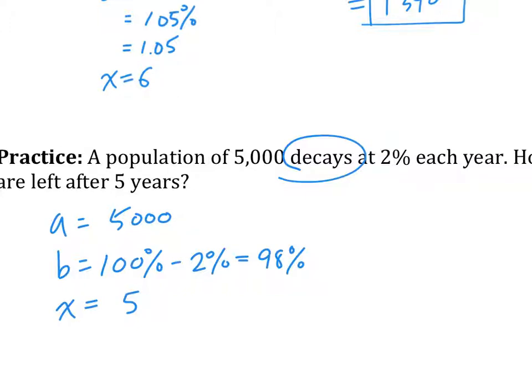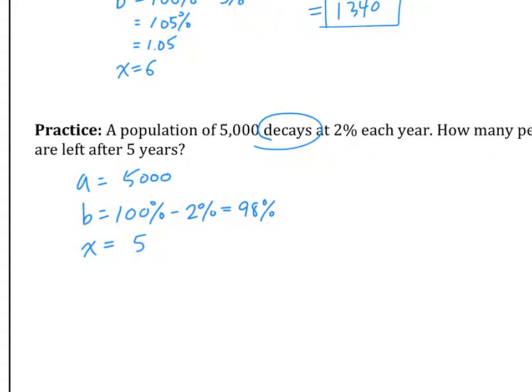Okay, Terry, what'd you get? How many people are left after 5 years? 4,598.6. Okay, so around 4,519 or 4,520. So either one is okay. All right, that was not too bad, but that's kind of like an introduction to exponential equations.